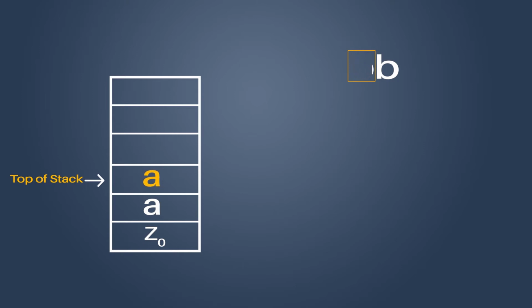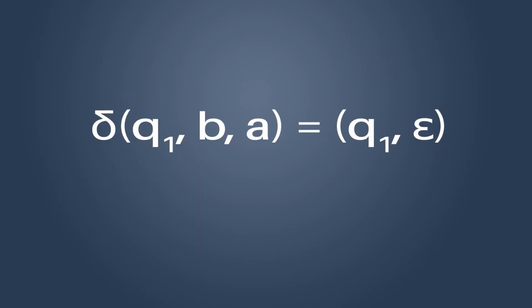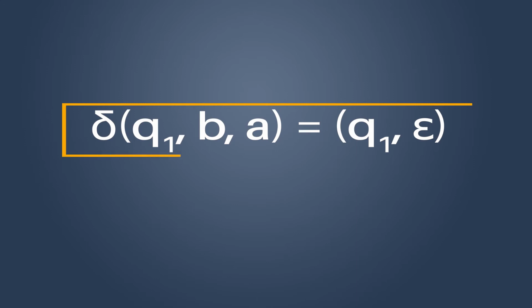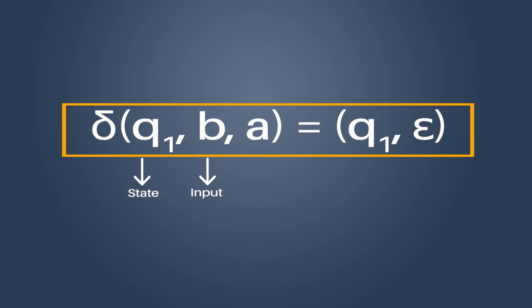We should just cancel the top of the stack. The transition function that would help us in achieving this is this. We are on Q1 state. If my input symbol happens to be B and top of the stack happens to be A, be in the same state, that is Q1, and just cancel the top of the stack. To cancel the top of the stack, we should be writing it as epsilon.